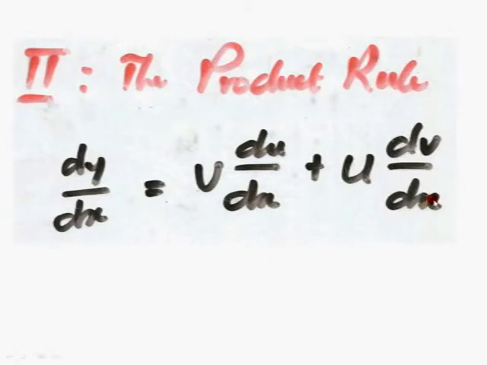Then the next technique, that is the product rule. In the product rule, we have our dy/dx. Now, in the product rule, we have a function for u, and then we have a function for v. So like I said, we have the function for u, and then a function for v. So dy/dx in this case becomes v multiplied by du/dx plus u multiplied by dv/dx. Okay, so then let's see an example.